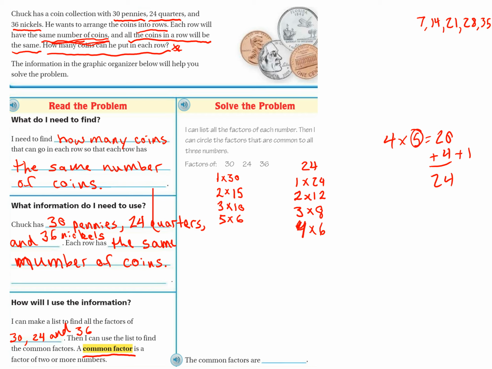Okay, what about 5? Well, let's count by 5s. 5, 10, 15, 20, 25. Nope, never will land on 24. What about 6? Yep, 6 works, and I already used it, so I know that tells me now I must be done finding all the factors of 24.